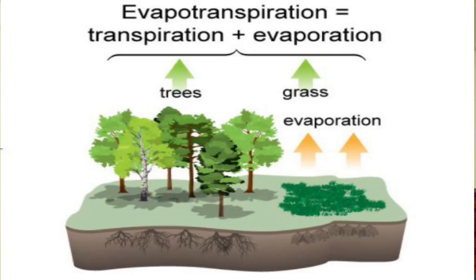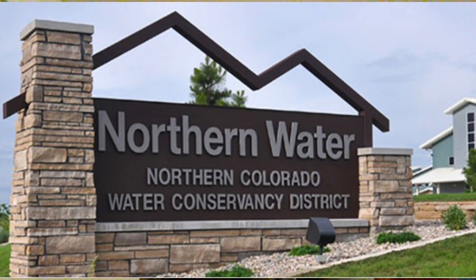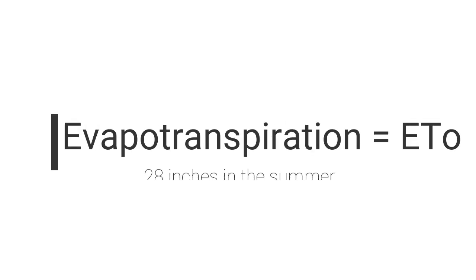Evapotranspiration is the scientific word for the amount of water lost to evaporation, water lost to the air, plus transpiration, water taken up through the roots, used by the plant, and released into the atmosphere. The Northern Colorado Water Conservancy is a great source for evapotranspiration information, but here's the Cliff Notes.